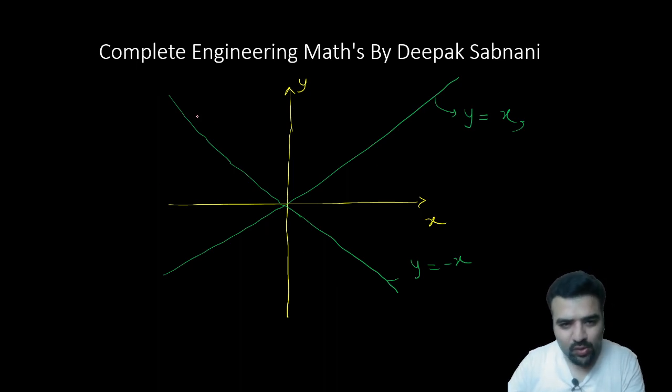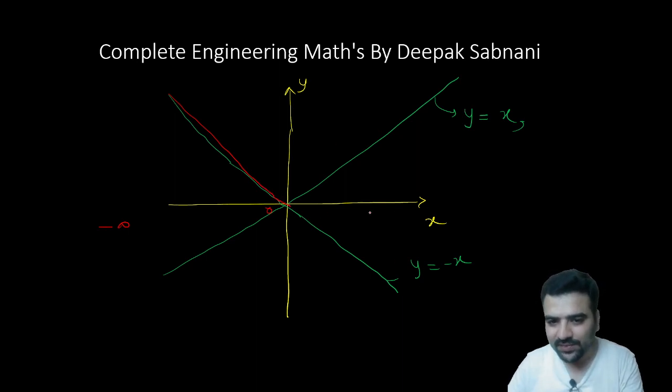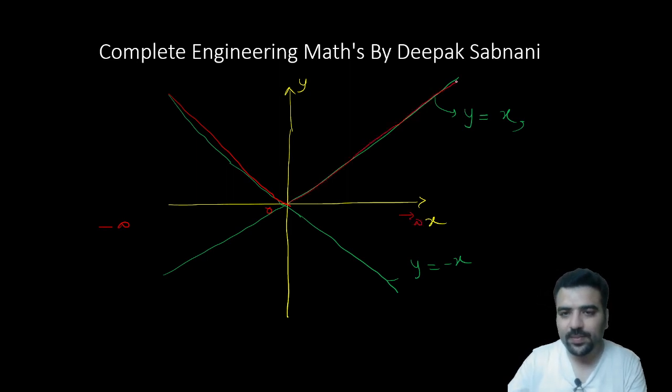So y equal to minus x is maximum when x belongs to minus infinity to 0. So this will be the graph. And y equal to x will be greater than y equal to minus x when x varies from 0 to infinity. So this will be the graph. This red is the graph of the maximum of y equal to x or minus x.